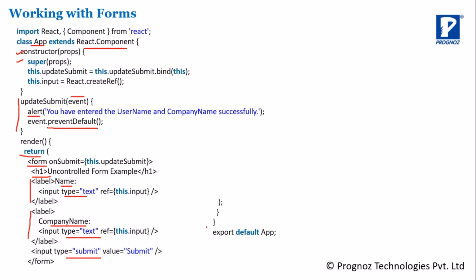So, to create an uncontrolled component form. The types of form in React JS are controlled component and uncontrolled component. An uncontrolled component is the same as basic HTML when we create an HTML form.